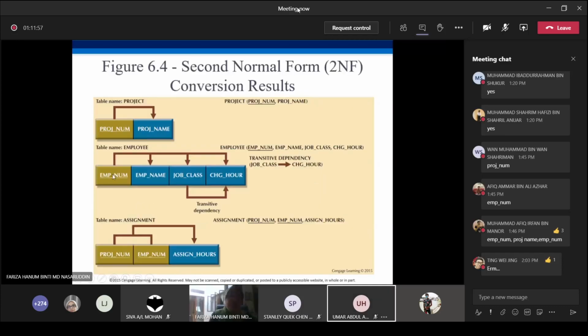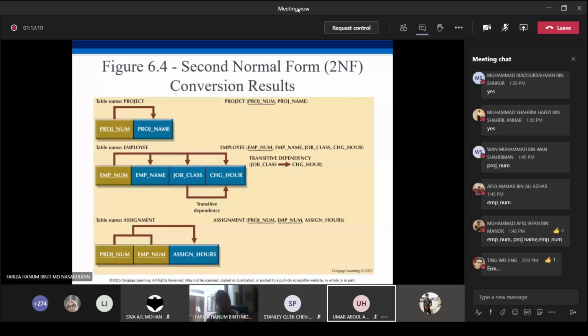This is a fully functional dependency. There is no partial dependency here. There is no partial dependency here because this is dependent on both parts of this primary key. It is not dependent on part of the primary key. Okay, so no more partial dependency. So now your tables are all in the second normal form.